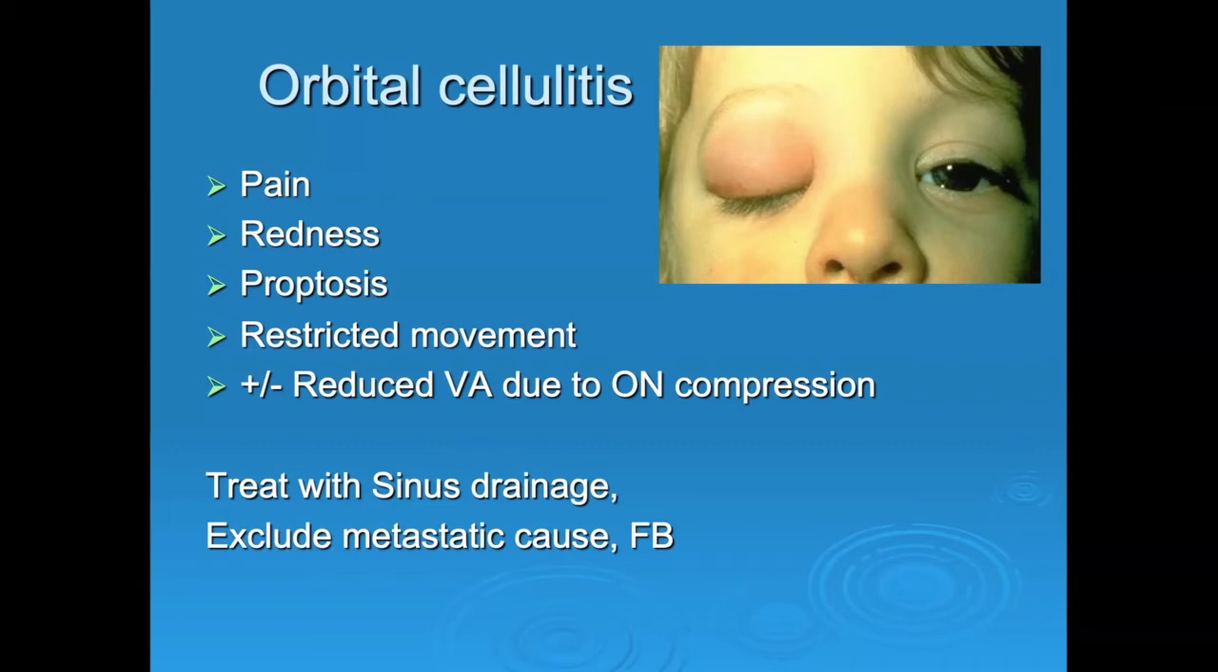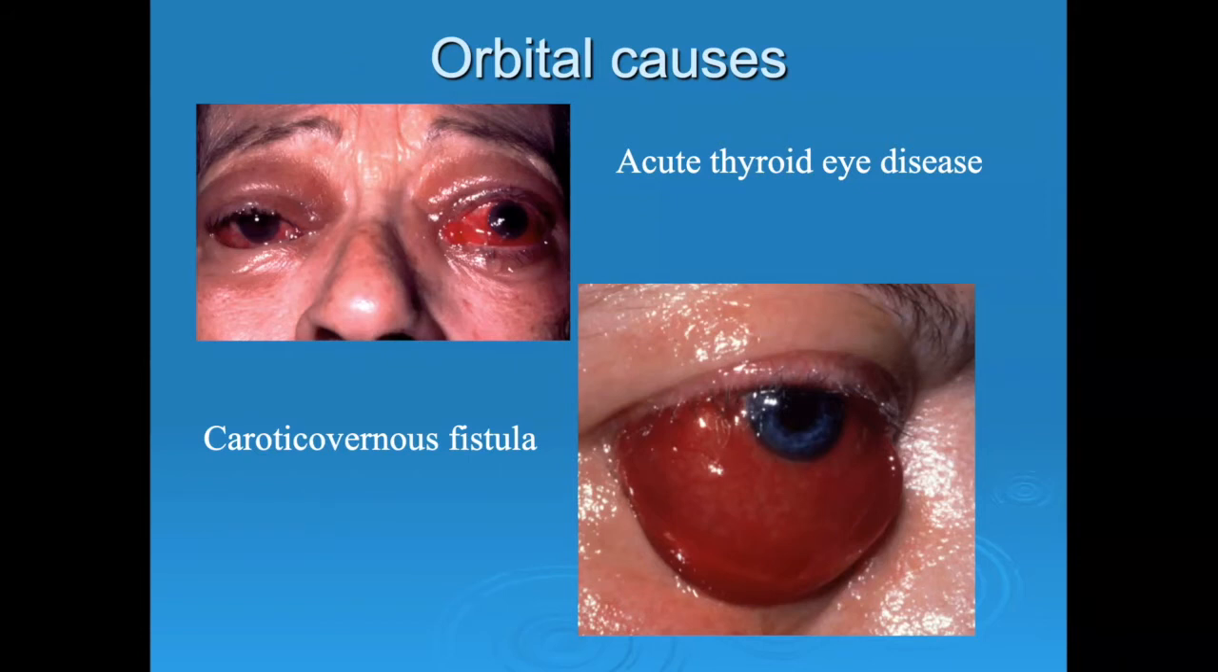Treatment is by intravenous antibiotics and sometimes requires drainage of a sinus abscess. Other non-infectious orbital causes of a red eye include acute thyroid eye disease and the very rare situation of a carotico-cavernous fistula.